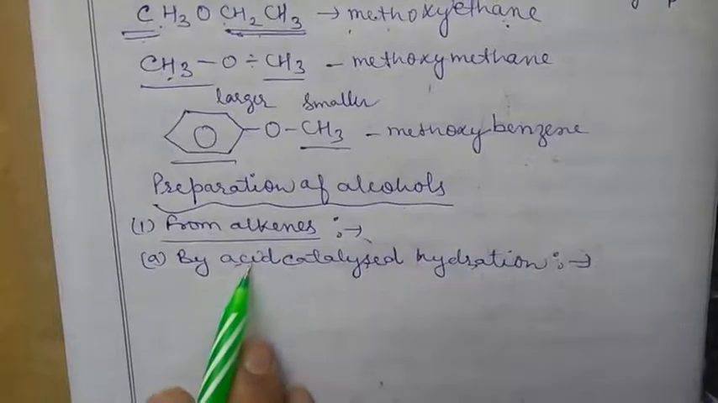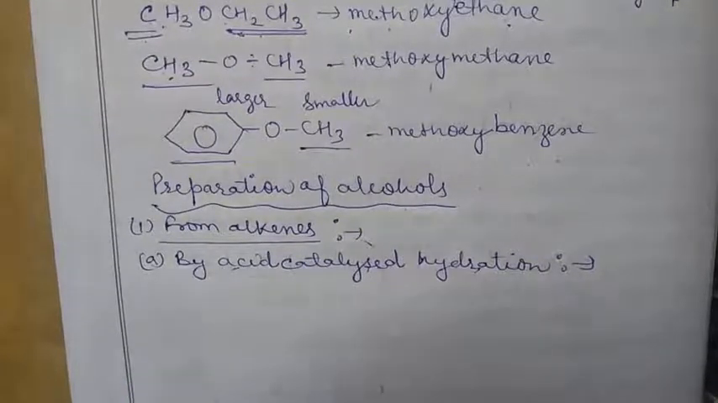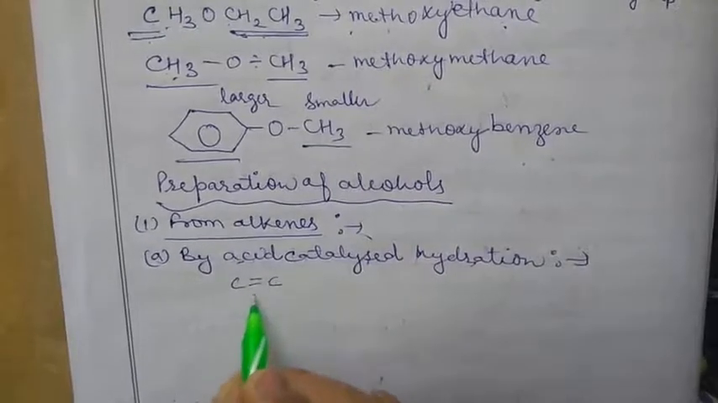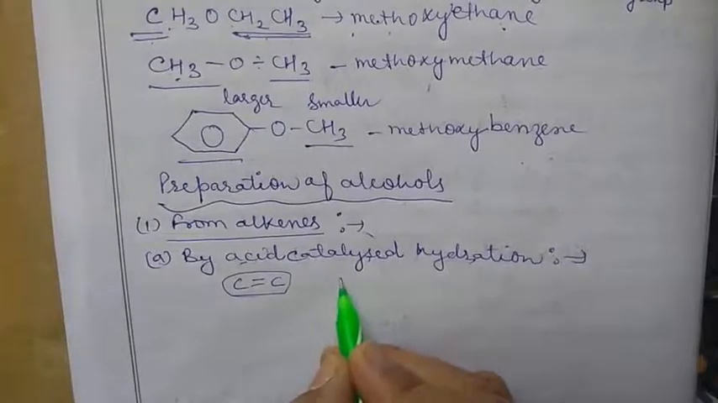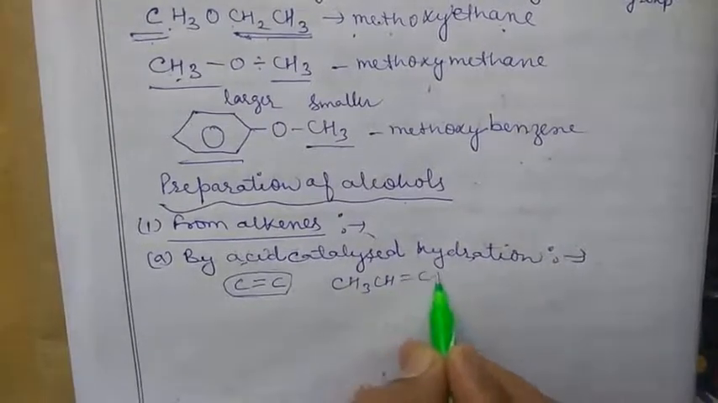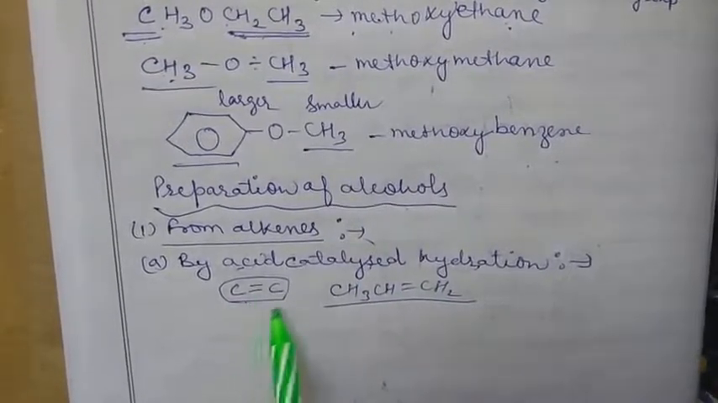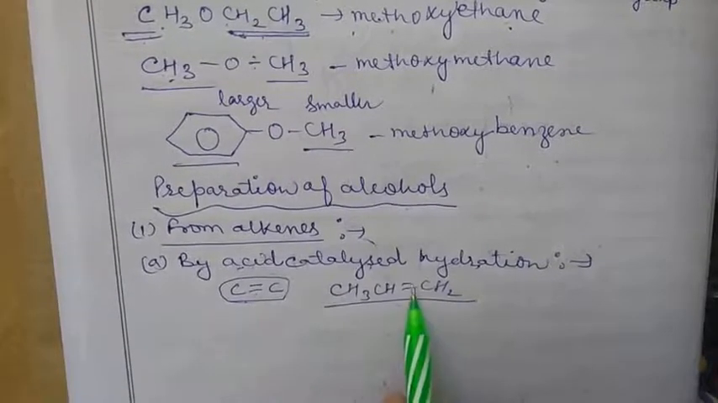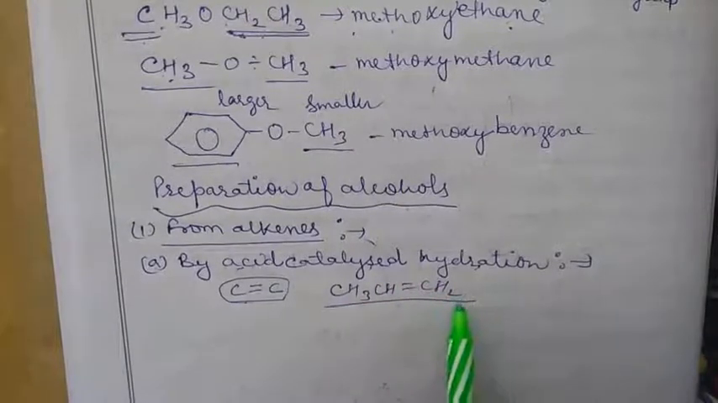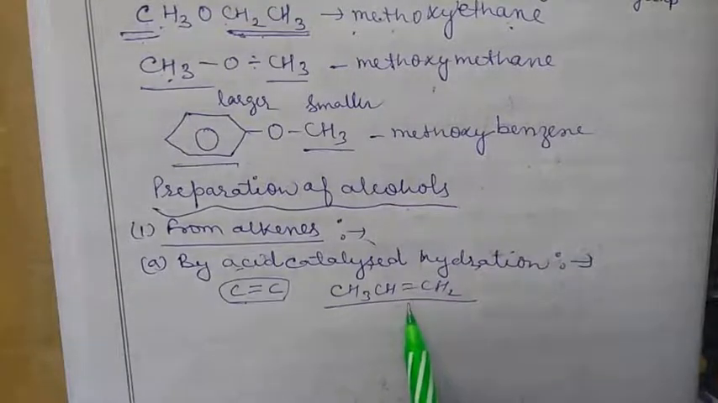And in case of the unsymmetrical alkene, we have already discussed what the symmetrical alkene and the unsymmetrical alkene are. Symmetrical means the double bond is equally shared between the two carbon atoms. For example, CH3 CH double bond CH2 is not shared between equal carbon atoms. This is called the unsymmetrical alkene.